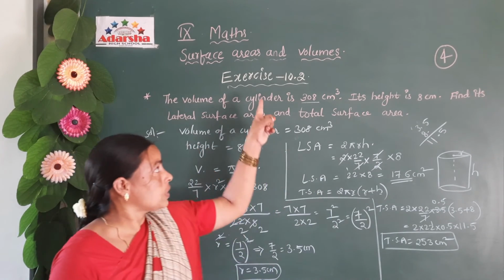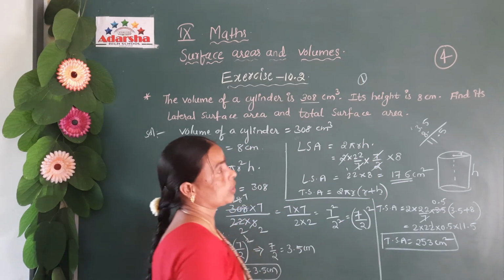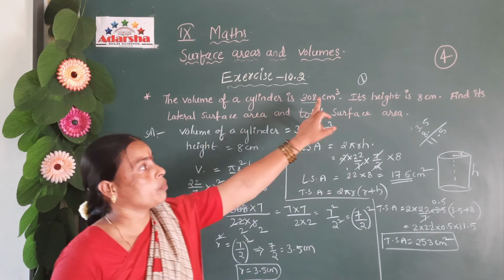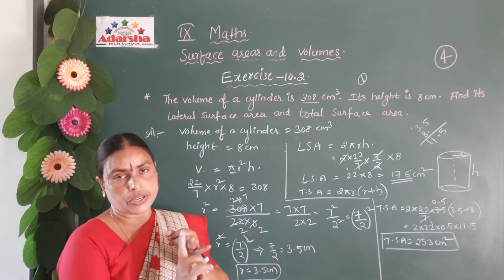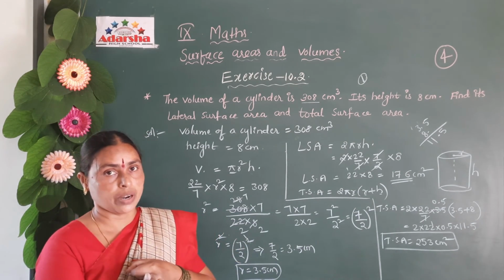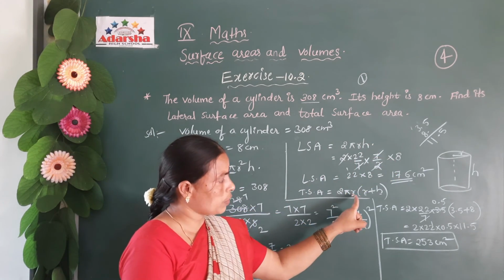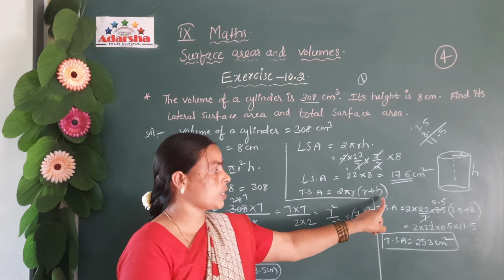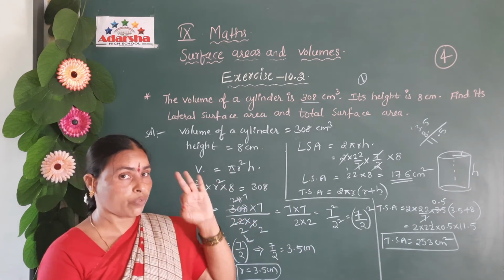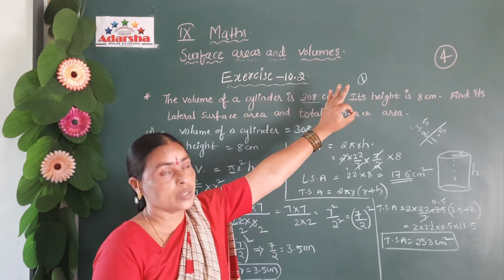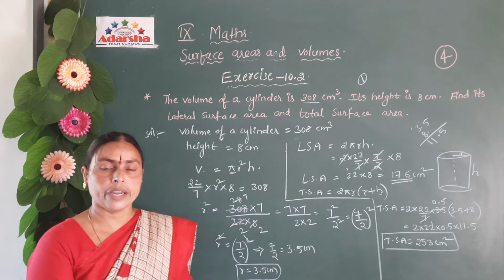Children, from exercise 10.2, the first problem you have to solve yourself. This is the second problem. The first problem you have to solve yourself. You know what the LSA, the TSA and the volume of a cylinder are. LSA of a cylinder is 2 pi RH. Total surface area of a cylinder is 2 pi R into R plus H and volume of the cylinder is pi R square H. Based on those three formulas, the first problem is there. So you have to solve this first problem yourself from exercise 10.2.